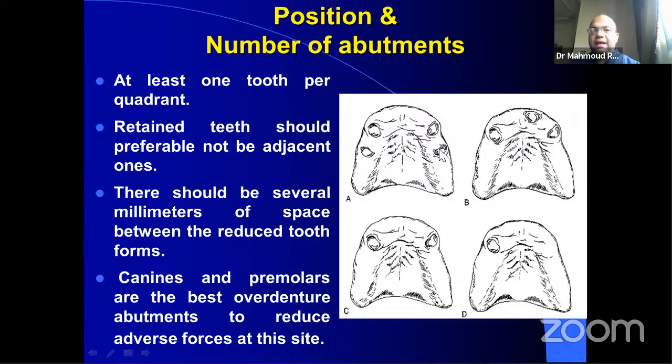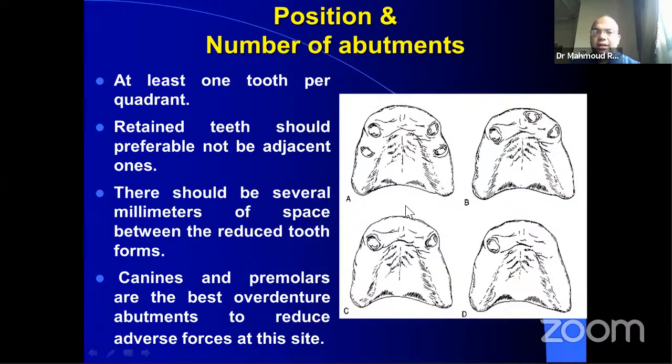We must have a space like this in order to apply the oral hygiene measures and not to cause gingival impingement between the denture base and the tooth structure, causing the sequelae we discussed in the first lecture, like gingivitis and periodontitis. Canines and premolars are the best overdenture abutments to reduce the adverse forces at these sites. These sites have the maximal biting forces for our patients, so the strategic placement of the abutments in this area will tolerate well the forces of mastication.